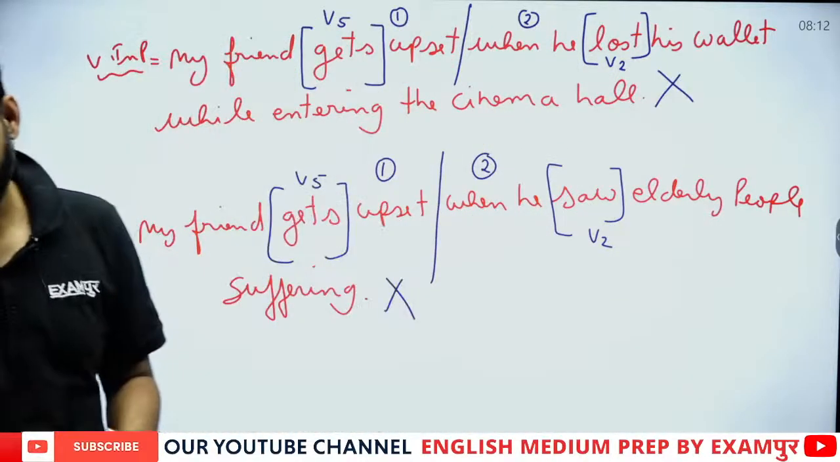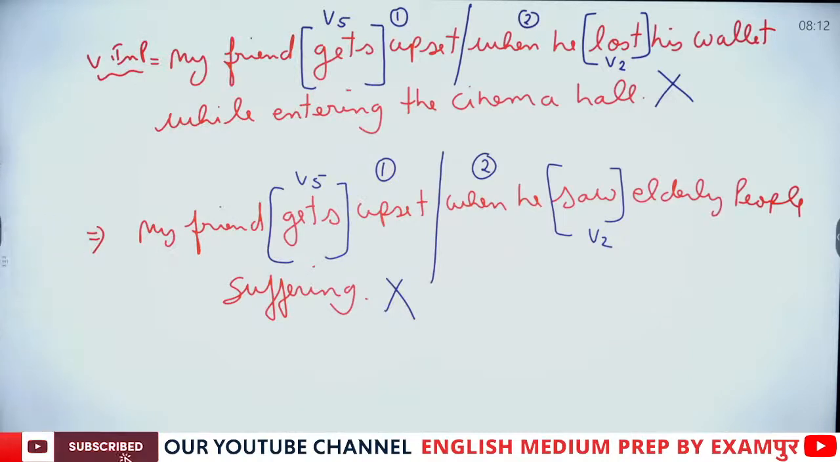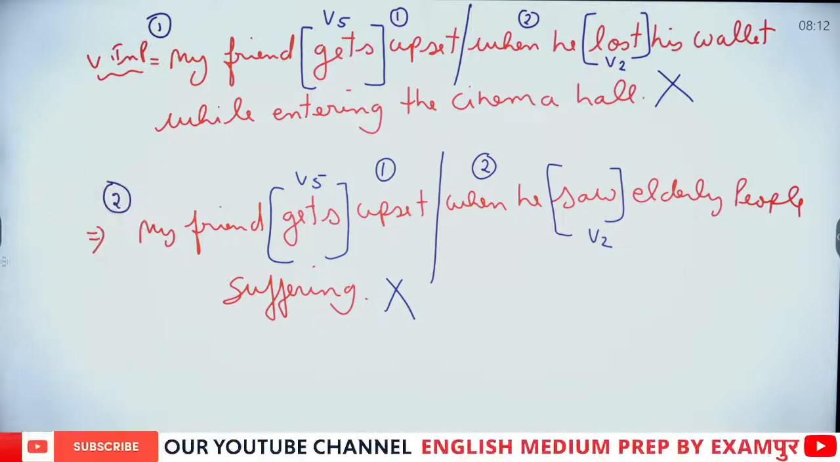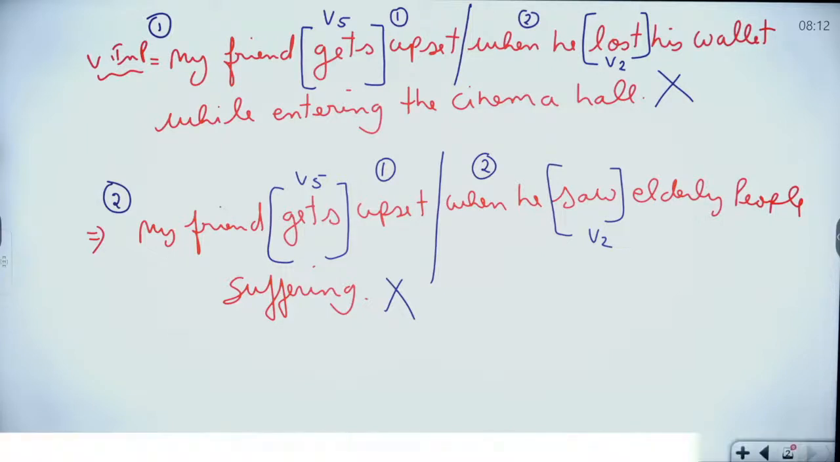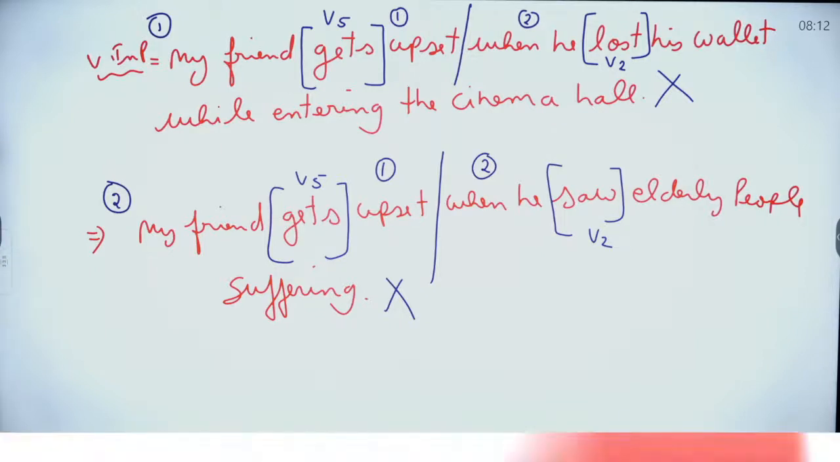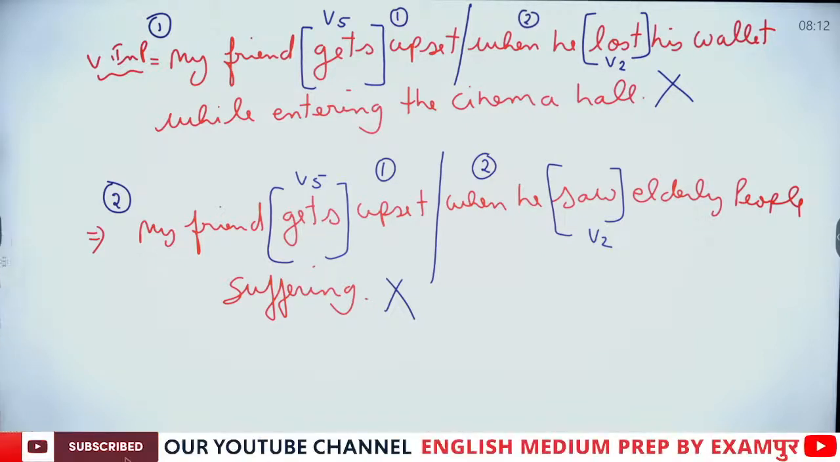Please give me answers. This is question number 1 and this is question number 2. Answer the questions. What is the error in the first part, first sentence, and what is the error in the second sentence?